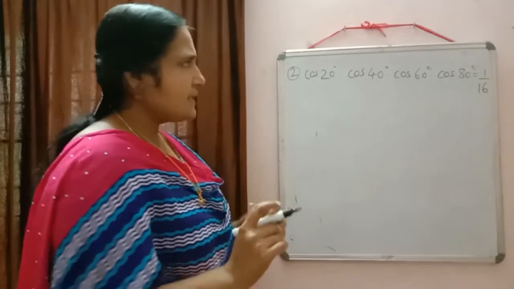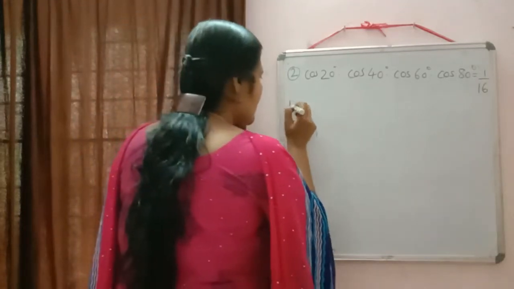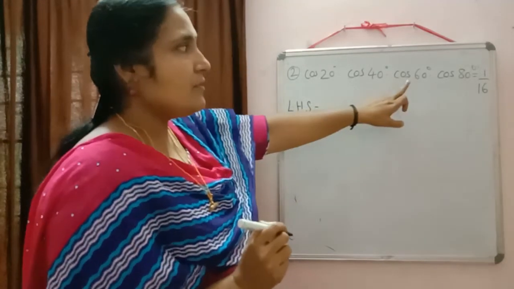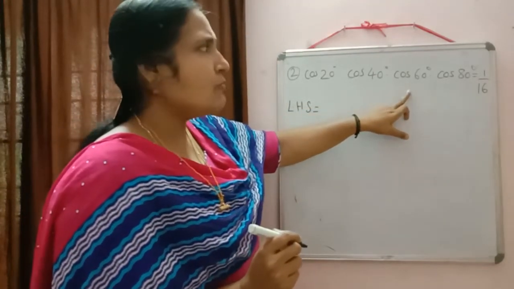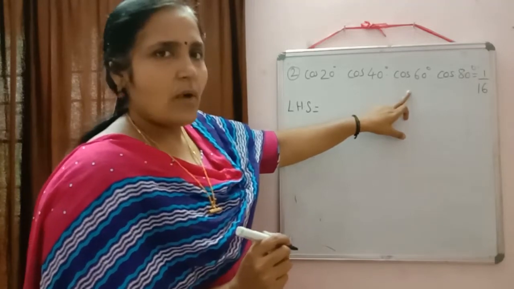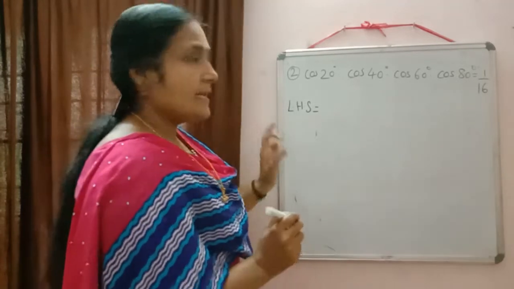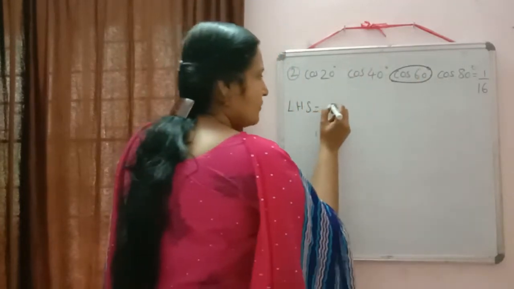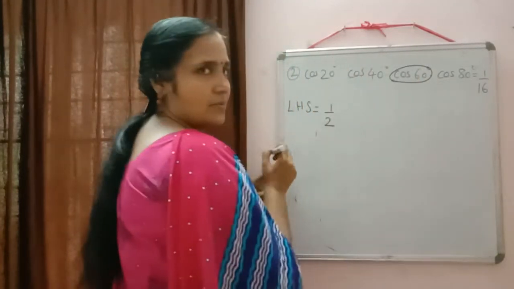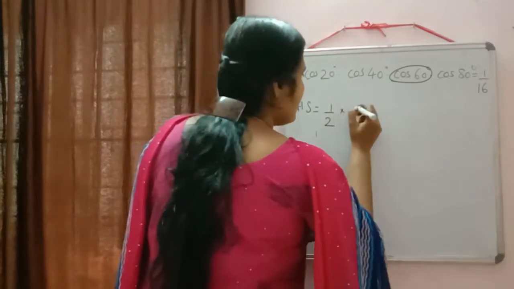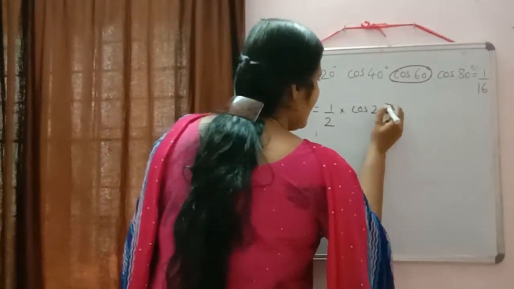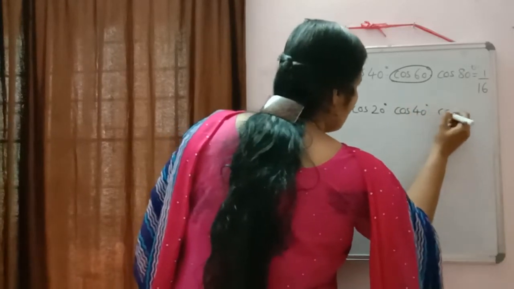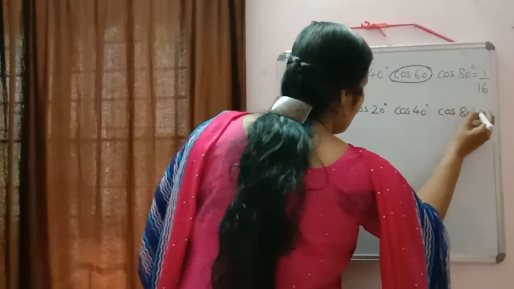On the left hand side, do we know the value of any? Yes, we know the value of cos 60 degree. How much is cos 60 degree? 1 by 2. So I am writing that value first. In place of cos 60 degree, we write 1 by 2, and cos 20 degree into cos 40 degree into cos 80 degree remain as they are.